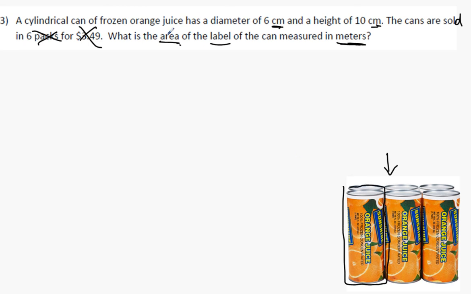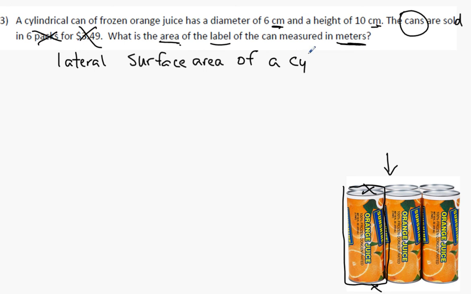Area, but it's 3-dimensional, so we're actually talking about surface area. And if you consider the fact that it's a label, there is no label on the top, there is no label on the bottom, it's just around the middle, so we're actually looking at lateral surface area. And then because a can is inherently a cylinder, really we're looking for lateral surface area of a cylinder.